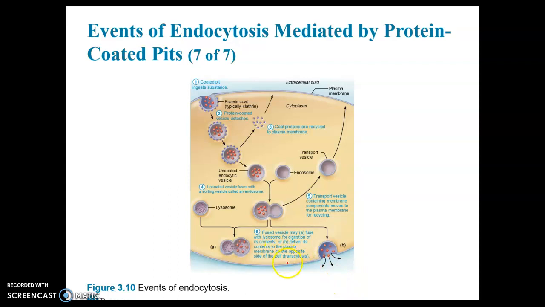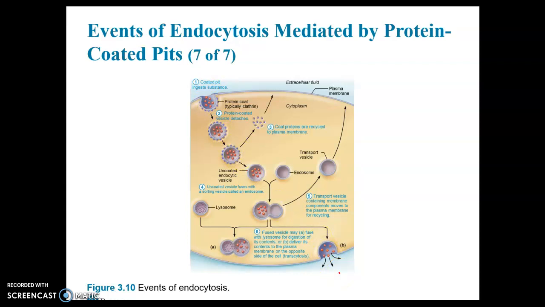And it's actually defined here. It says the fused vesicle, the one that fuses with the lysosome, that vesicle may fuse with the lysosome for digestion of its contents, like we see in Part A, or deliver its contents to the plasma membrane on the opposite side of the cell. And that means it basically used the cell as an intermediate transport. It brought the substance in, and now it's bringing the substance out of the cell.